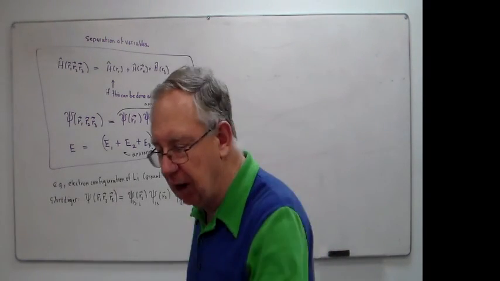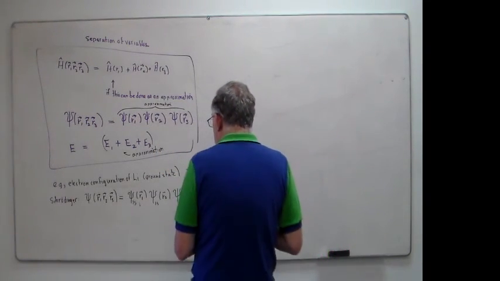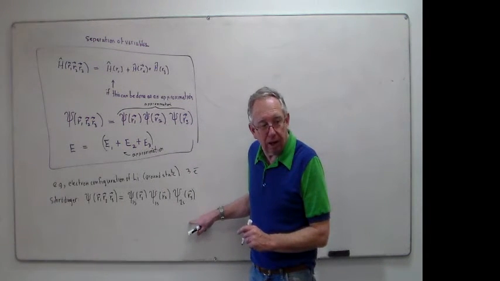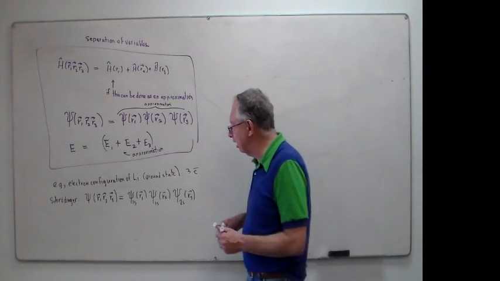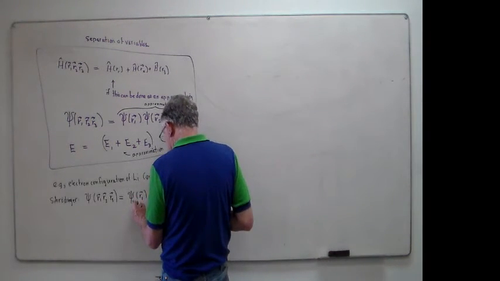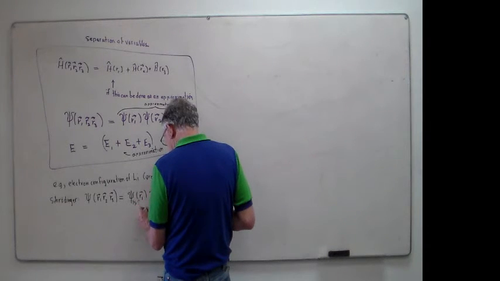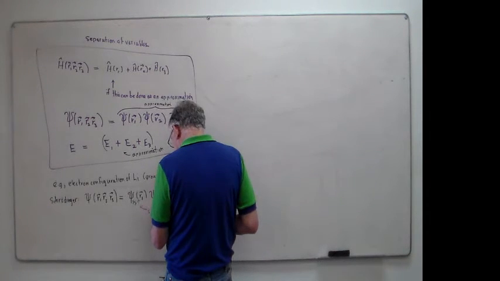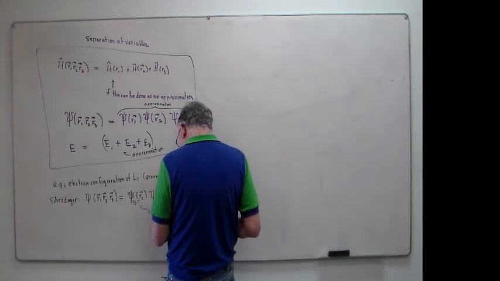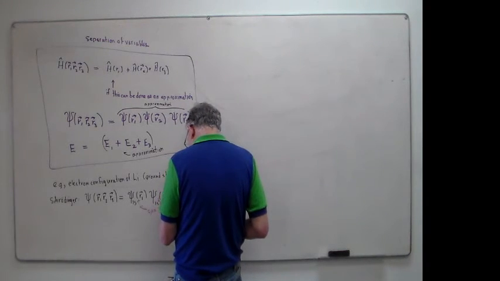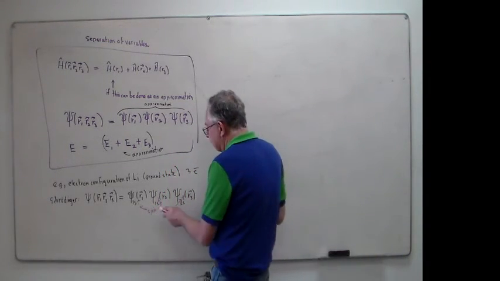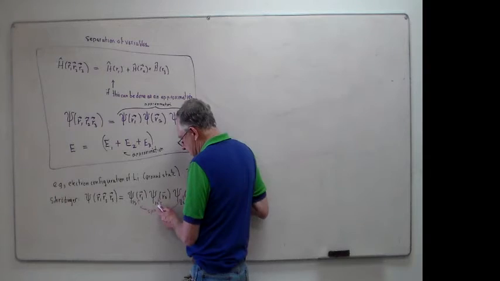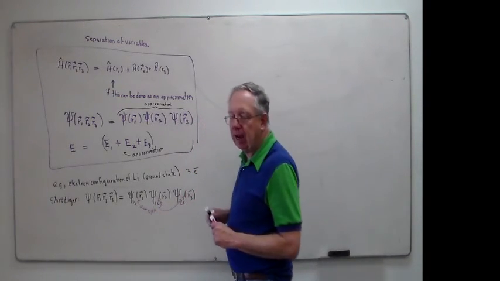So I'm saying I can separate this. I'm going to put 2 electrons in the 1s, and I'm going to put the 3rd electron in the 2s. That is the configuration. I'm going to graft in a spin. I'm going to have electron 1 have upspin, electron 2 have downspin, and electron 3 have upspin again.